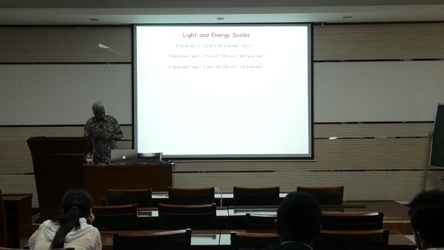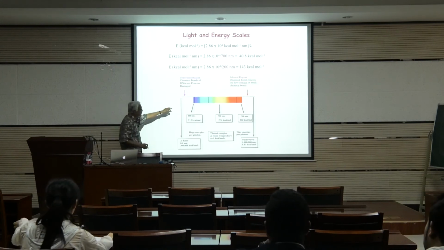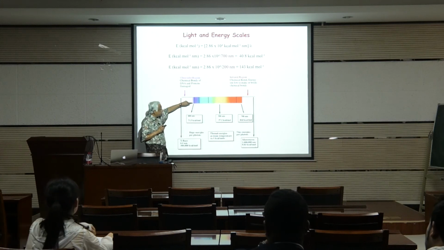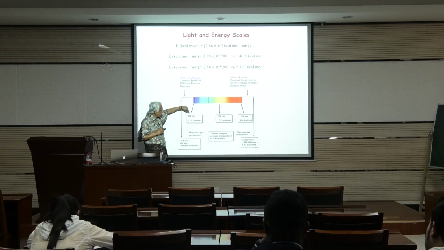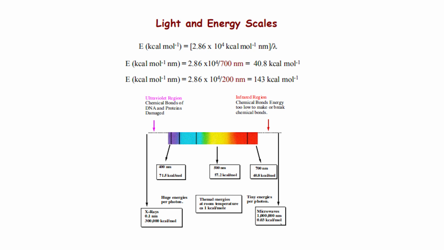Okay. So for example, that means it is 400 nanometers. If you see the color red, it is 700 nanometers. So this color and that color have different amounts of energy. This color is our 400. If you put 400 here, you will get 71 kilocalories. You put 700 nanometers, you get 40 kilocalories. So light with different wavelengths will have different energy.